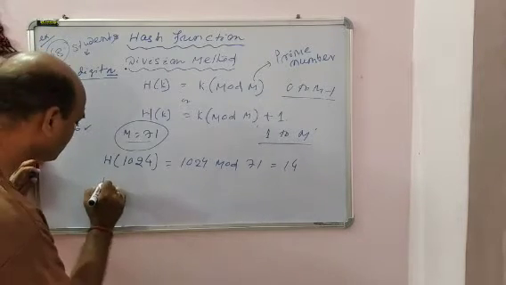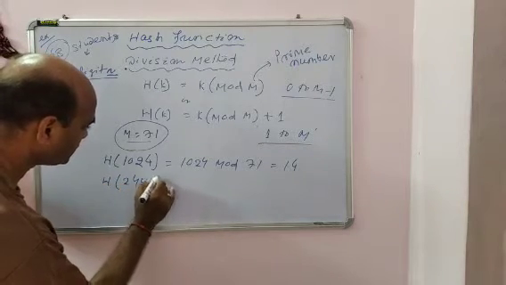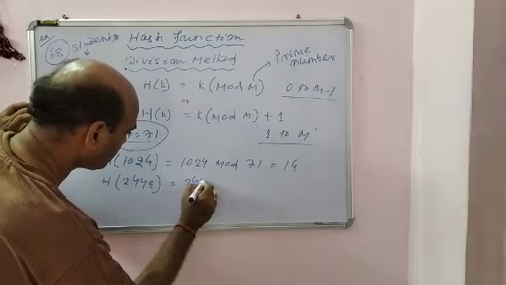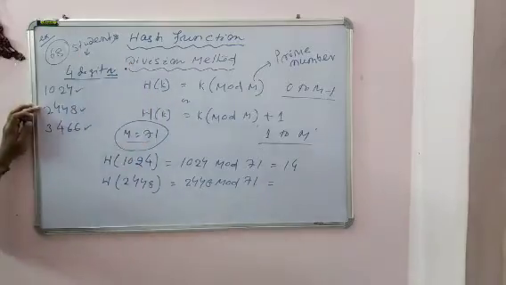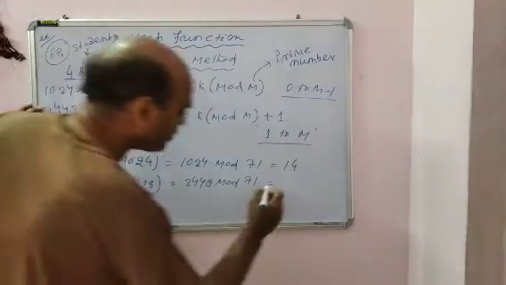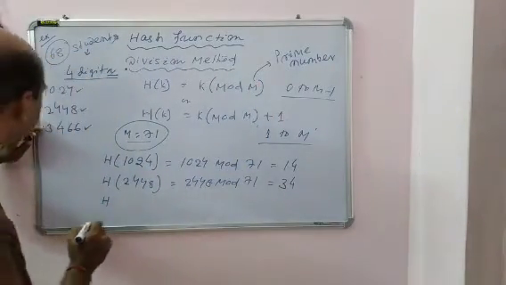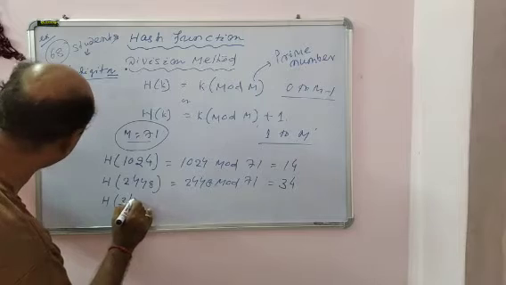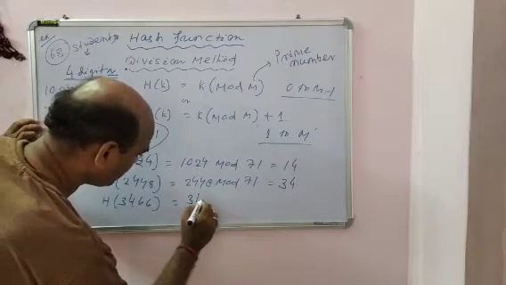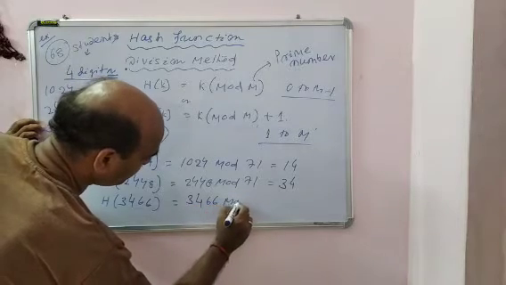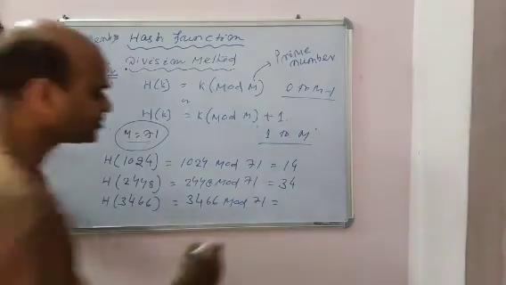Similarly, h of 2448 is 2448 mod 71, which is calculated as 34. Another student roll number, 3466. So 3466 modulus 71 is calculated as 48.